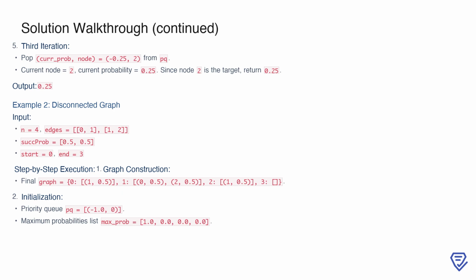Here, node 3 remains disconnected as it has no edges. After initializing the priority queue with the starting node and setting its probability to 1.0, and initializing the max_prob list, we are ready to perform the iterations.